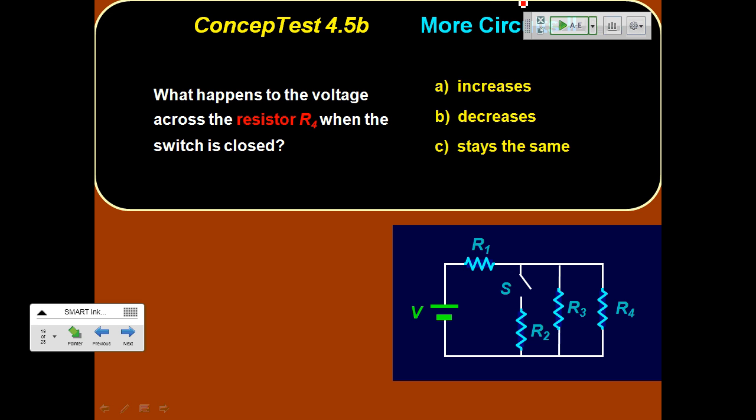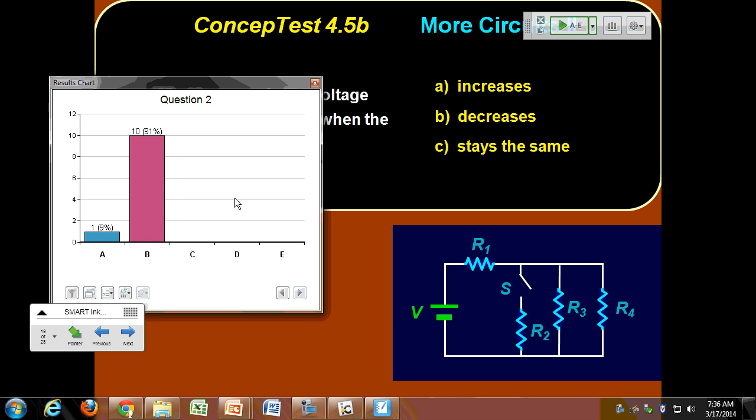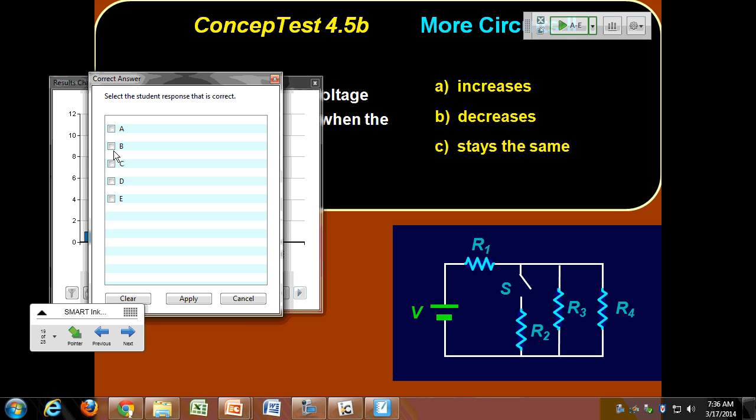What happens to the voltage across R4 when you close the switch? I already said this, sort of. Stop at 22. Very good. B is the right answer.